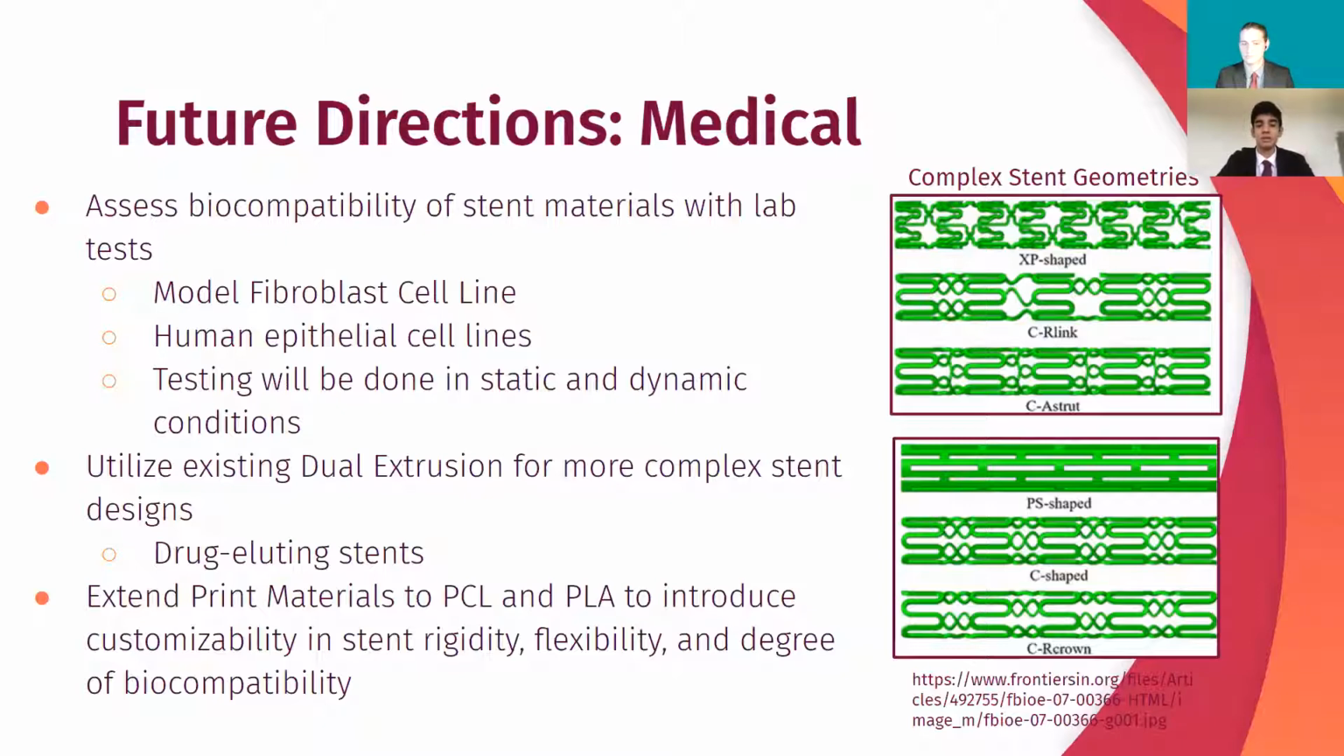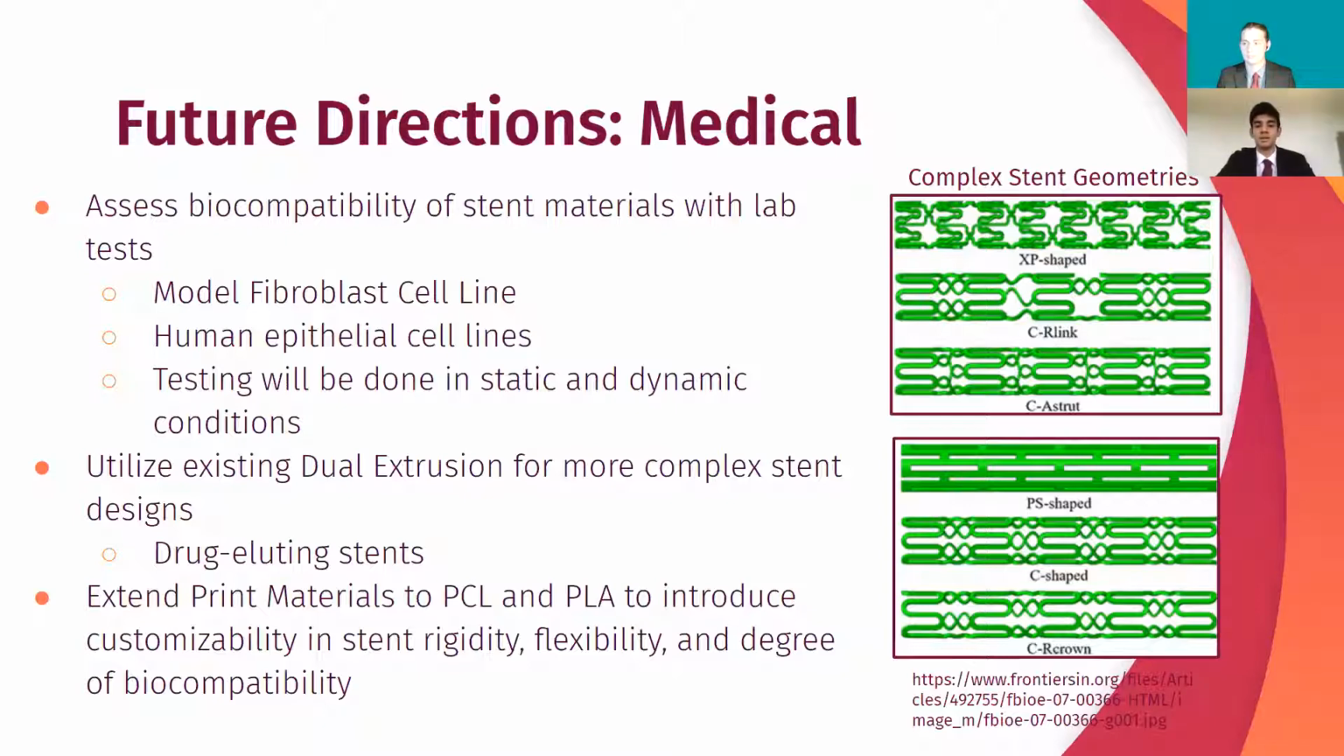Furthermore, we would love to utilize our existing dual extrusion software for more complex stent designs, such as drug-eluting stents, as I mentioned before. So these are stents that basically have drugs built into their pockets, and they elute drugs from their pockets into the arteries. These could be drugs that reduce inflammation in the artery. These could be blood-thinning drugs, or any of these types.